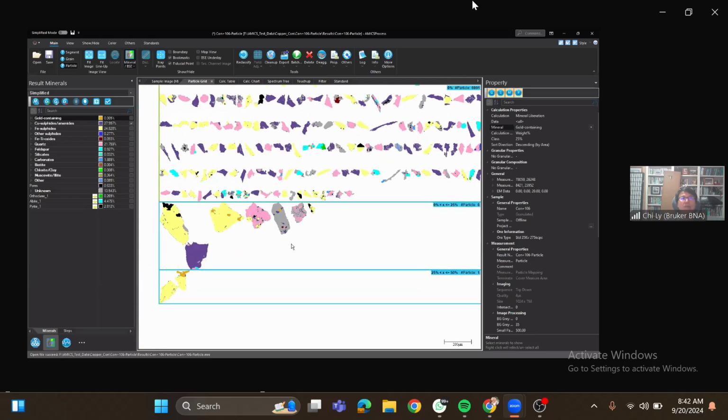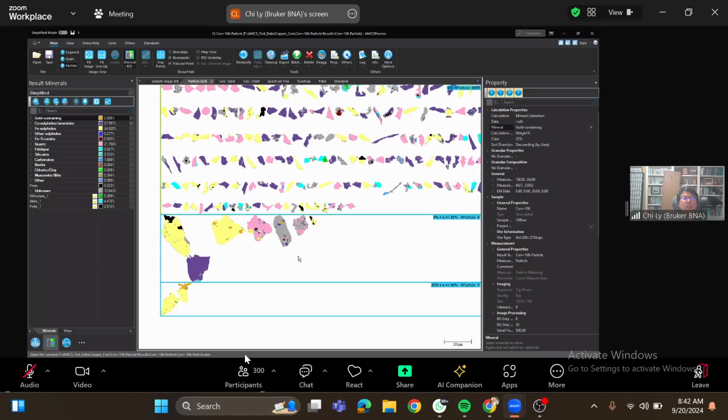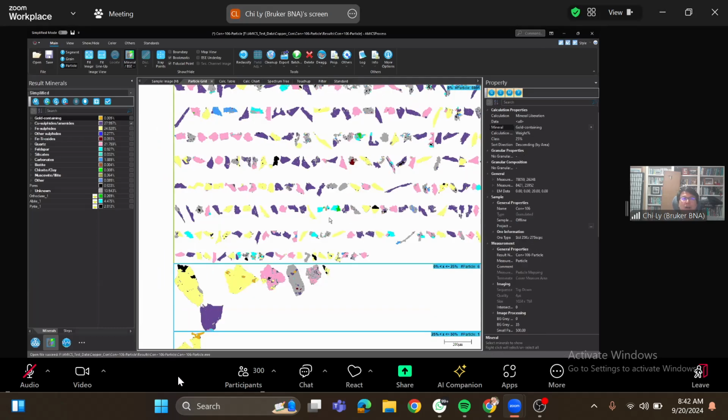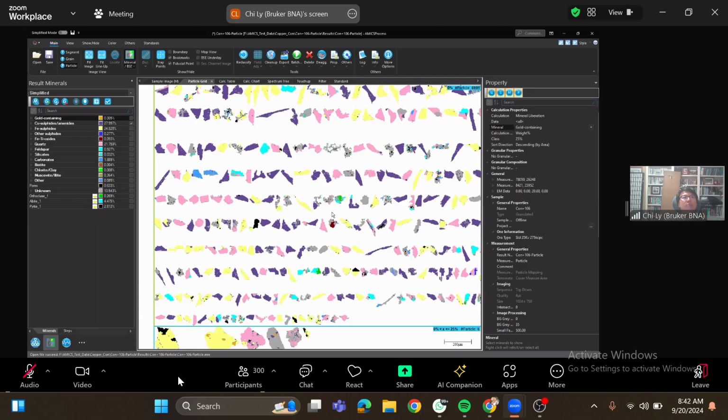And so that's the power of automated mineralogy and the sort of information that it can give you at the comminution stage, at the hydromet stage, at the acid leaching stage. And so it's giving you all the information you need to make critical decisions at the plant when you need them.